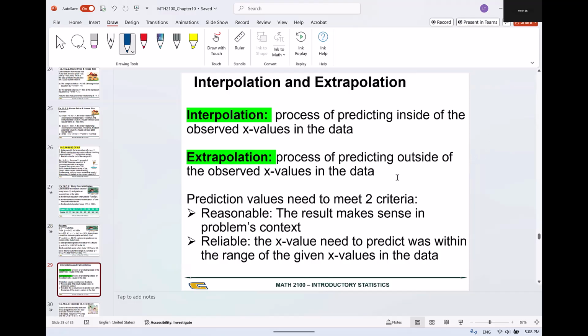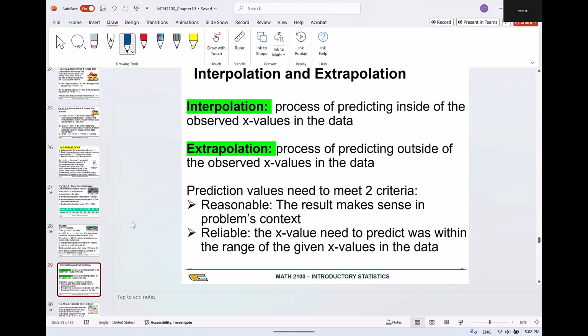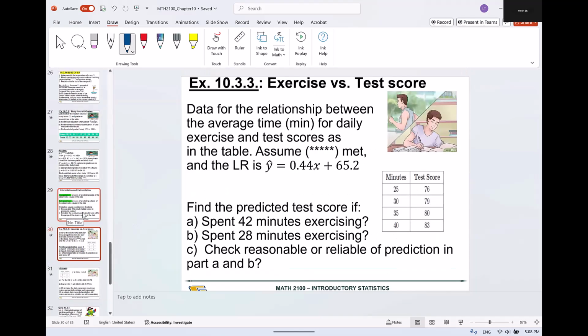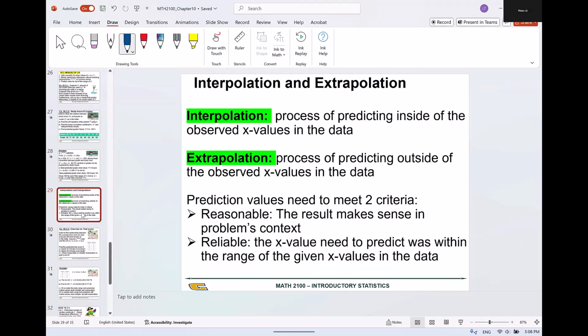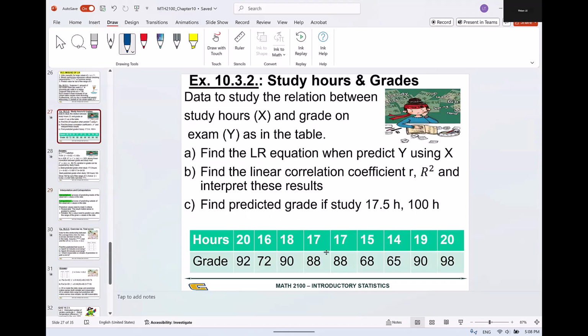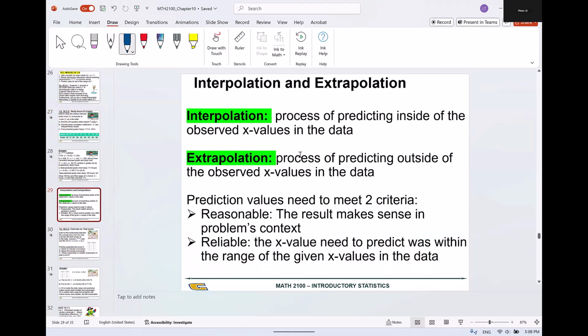So here, like the concept of interpolation and extrapolation. Interpolation is basically the process where you predict inside of the observed X values in the data, which corresponds to the 17.5 hours we just saw here. And extrapolation is the process of predicting outside the observed X values in the data, okay?